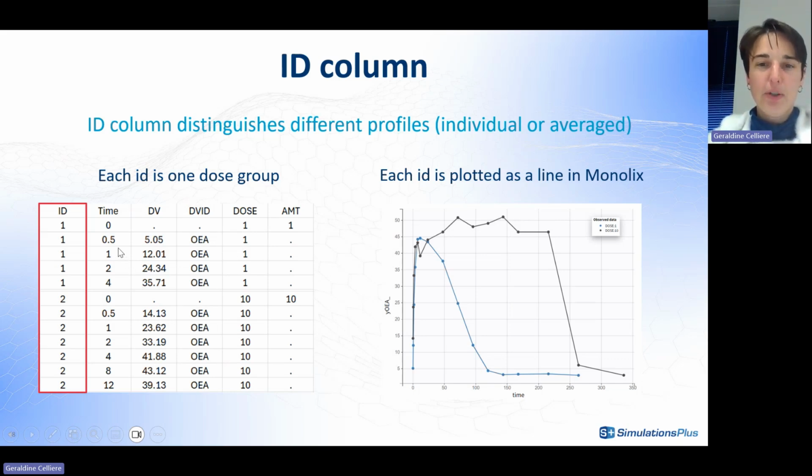In our example, we don't have individual data, we just have average data, for the 1 and the 10 milligram doses. So I have created 2 different individuals in the data set, with individual 1 corresponding to the dose 1 milligram and individual 2 corresponding to the dose 10 milligram. Then when I look at the data in Monolix, I will see 1 line for each of the individuals of the data set, so in our case, for each dose.